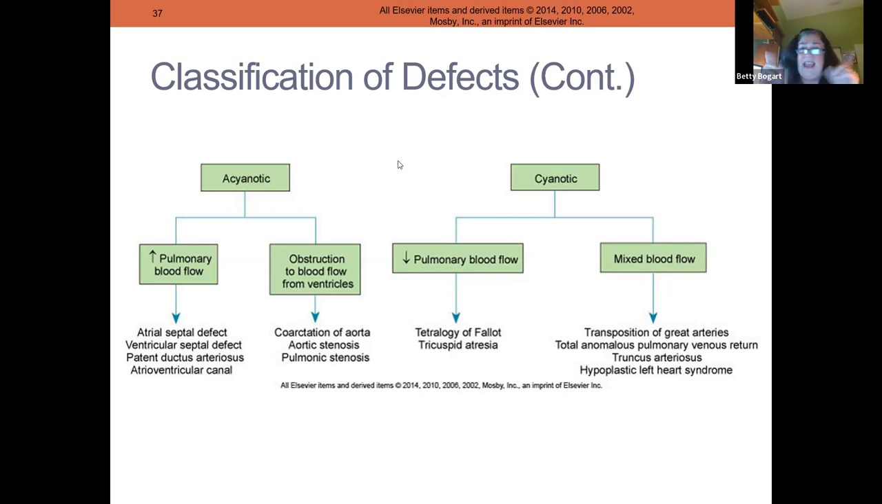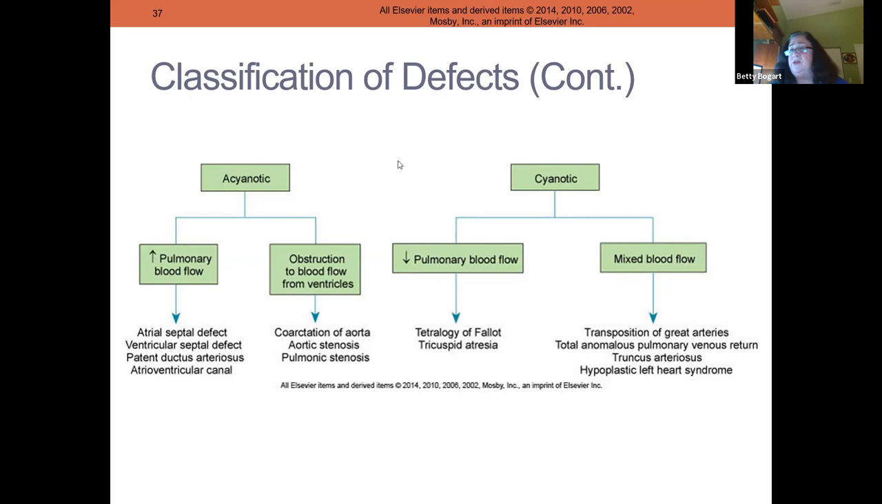And we need to say, hey, stop, that's enough. And it's called indomethacin. Both of these are on your matching sheet. Prostaglandins, indomethacin. One opens, keeps it open, one closes it. You're going to see some words like stenosis and atresia.